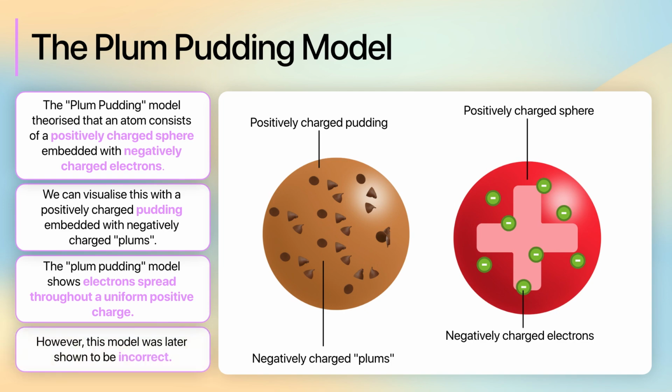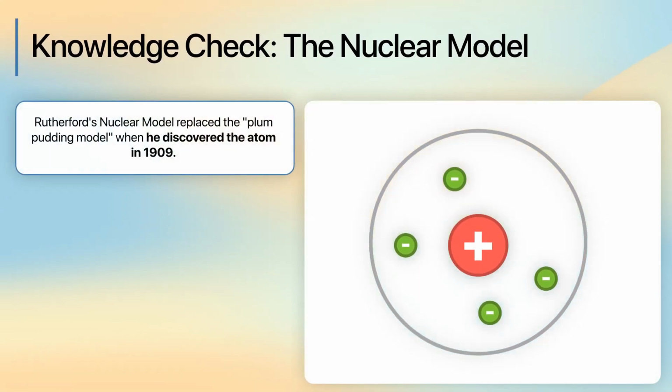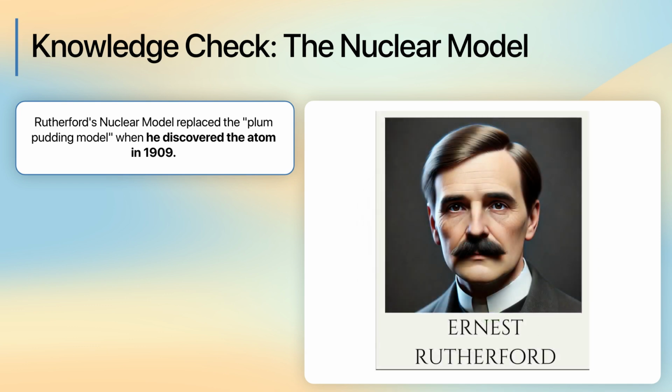However, this model was later shown to be incorrect. Rutherford's version of the nuclear model replaced the Plum Pudding model when Ernest Rutherford discovered the atom in 1909, which we'll look at in our next lesson.